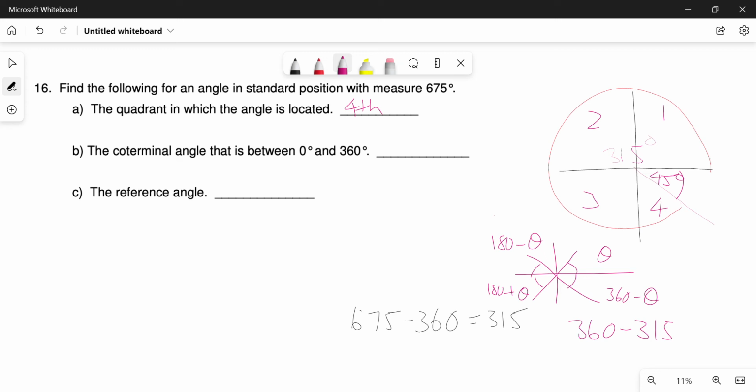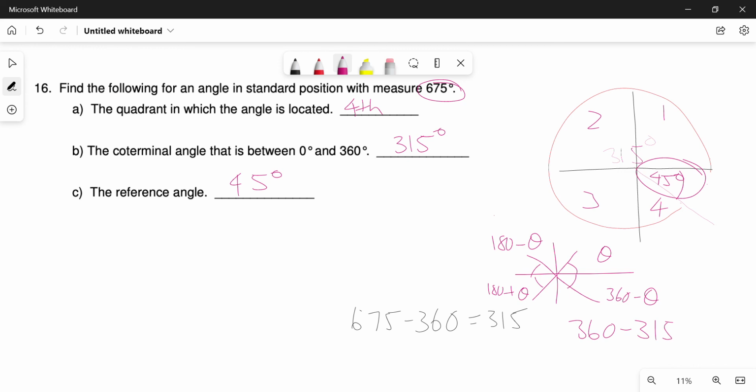The coterminal angle, that is between 0 and 360. So instead of saying this, we could also say 315 degrees. Right? It would mean exactly, we'd get to the exact same spot. And the reference angle is the acute angle. So the acute angle is this 45 degrees. So we're actually just looking for a little angle to use.